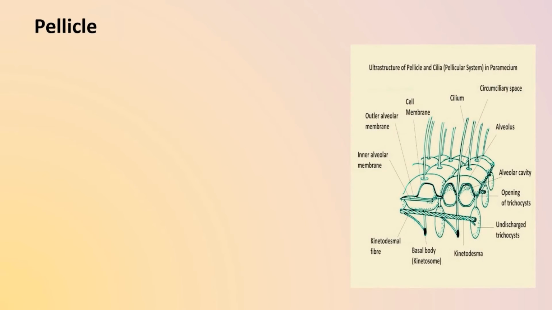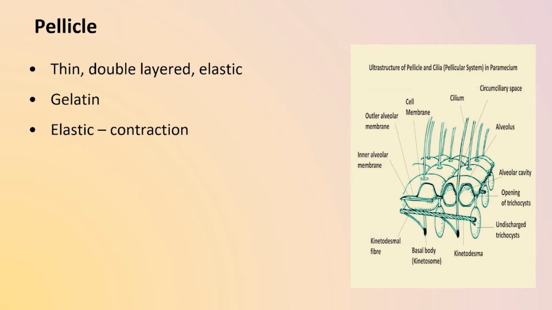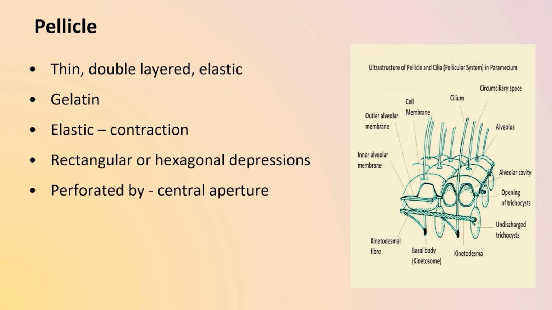Pellicle. The body is covered by a thin, double-layered, elastic and firm pellicle which is made of gelatin. The pellicle holds the shape of the animal but is elastic enough to permit contractions. The pellicle has a double membrane. The outer membrane is continuous with the cilia and the inner membrane is continuous with the ectoplasm. Under higher magnification of the microscope, the pellicle shows rectangular or hexagonal depressions on its surface. This arrangement is preserved on the dorsal surface of Paramecium, but on the ventral surface the ridges converge in front and behind towards a preoral and postoral aperture.